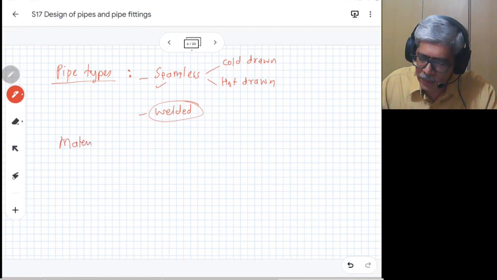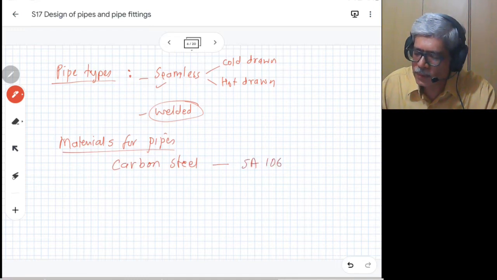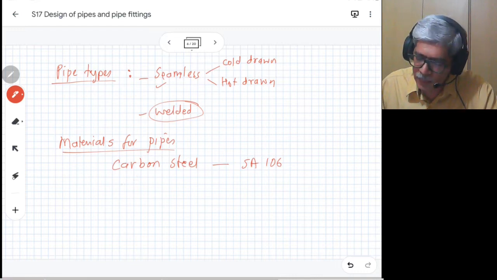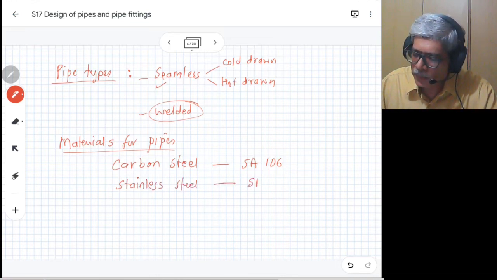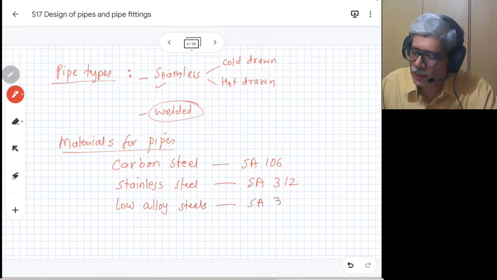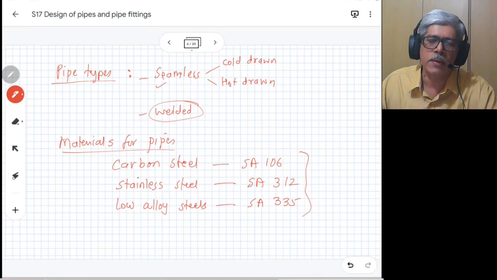The materials for pipes. For carbon steel, you have SA106. These are piping material specifications. For stainless steel, you have SA312, and for low alloy steels, you have SA335. So these are the standard material specifications by which you can order.